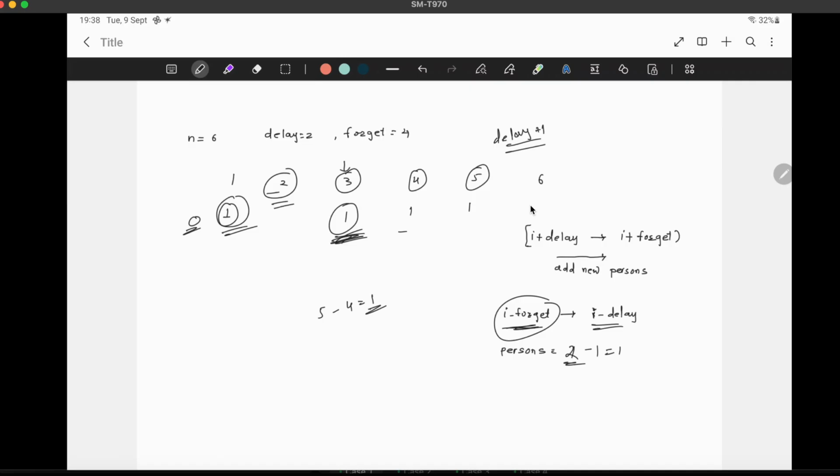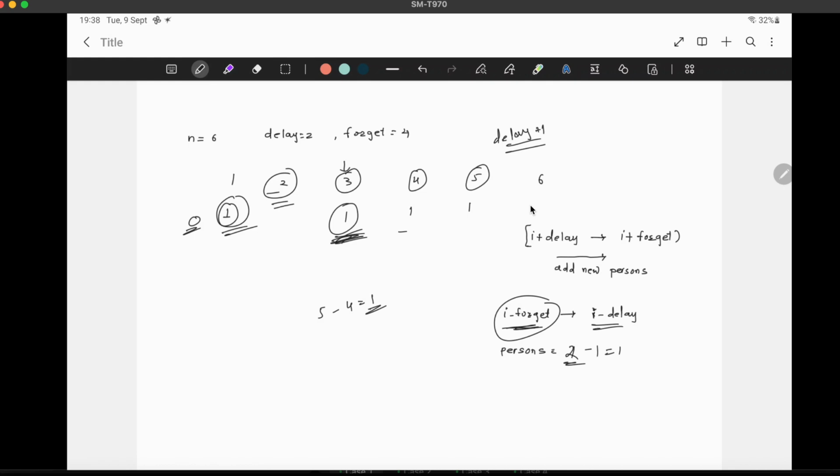Now here, i minus forget basically goes to the second day, and on the second day we don't have any person particularly. So obviously on day 6 we have two new persons who got added. I guess this particular approach is what you get, and let me write down this particular code, and then we are done. Okay, so let me restart this one.